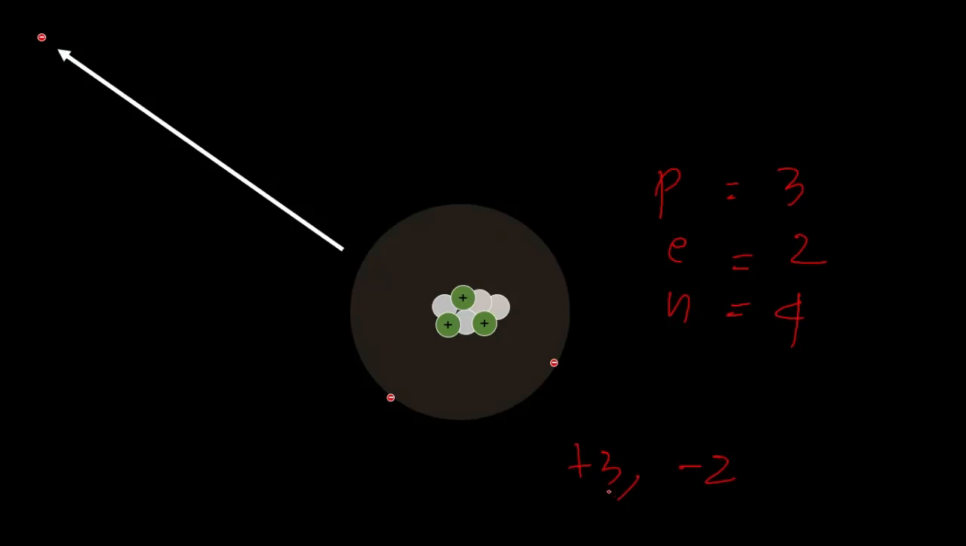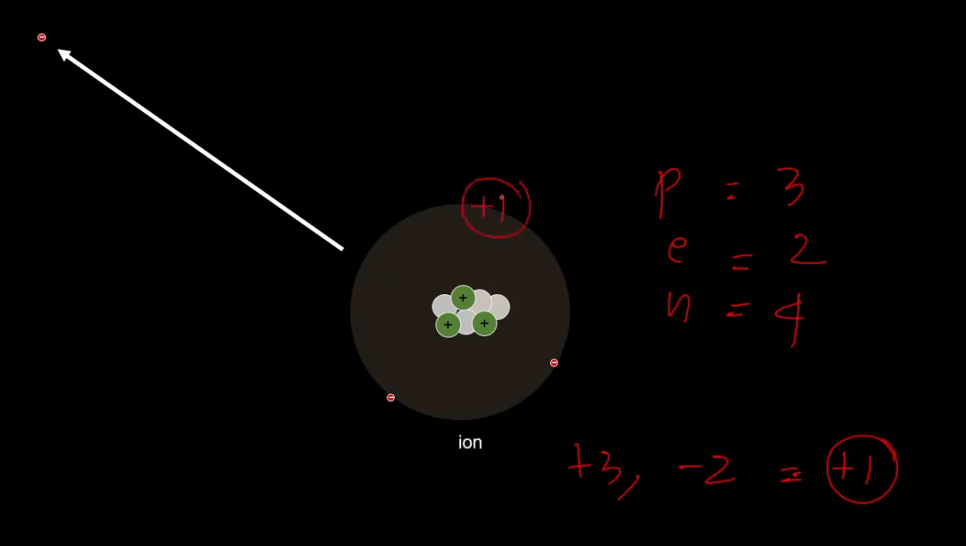Obviously no, because there are more protons compared to the number of electrons. So there are more positive charges compared to negative charges. If we add this one, positive 3 plus negative 2 is equal to positive 1. So right now, this is not neutral. This now is positively charged. And the charge of this one is positive 1.